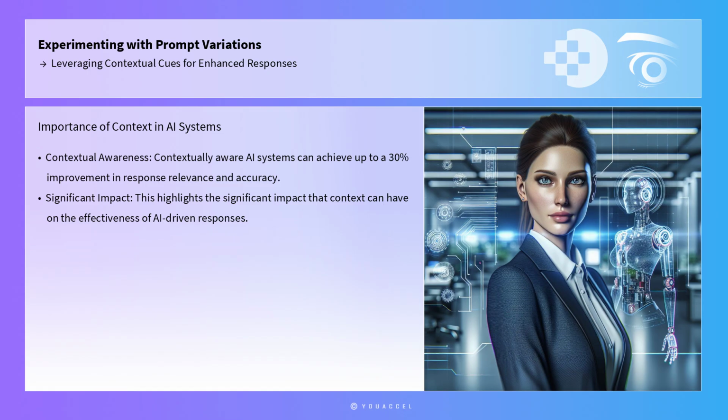Statistics further underscore the importance of context in AI systems. Research indicates that contextually aware AI systems can achieve up to a 30% improvement in response relevance and accuracy compared to systems that do not utilize contextual information. This highlights the significant impact that context can have on the effectiveness of AI-driven responses.